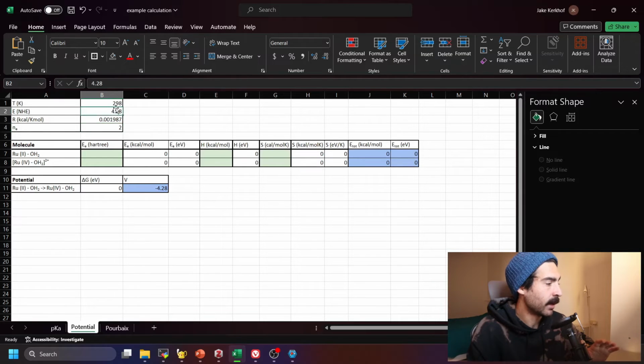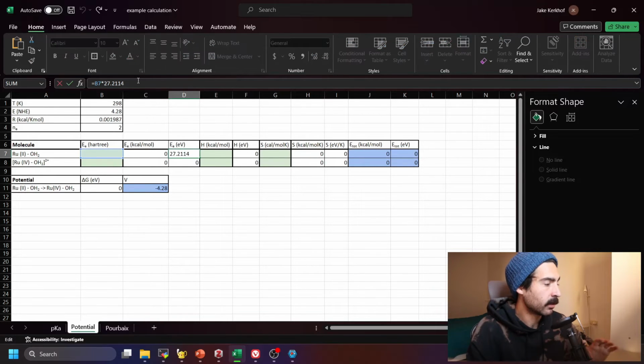We also have the energy for the normalized hydrogen electrode here. Not the energy, but the potential. And again, we have places for the electronic energy, enthalpy, and entropy. And this time, instead of using kcals per mole, they get converted to electron volts. So from Hartree, we can convert the electronic energy to electron volts by the conversion factor of 27.2114.